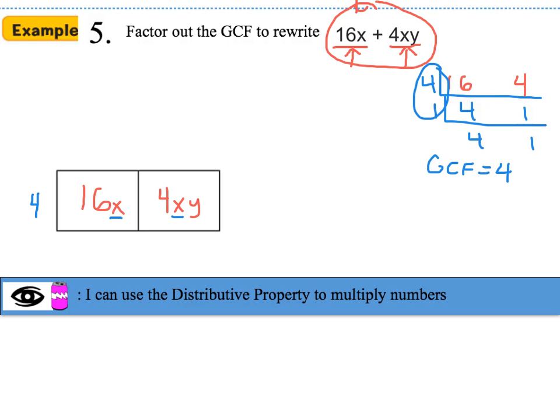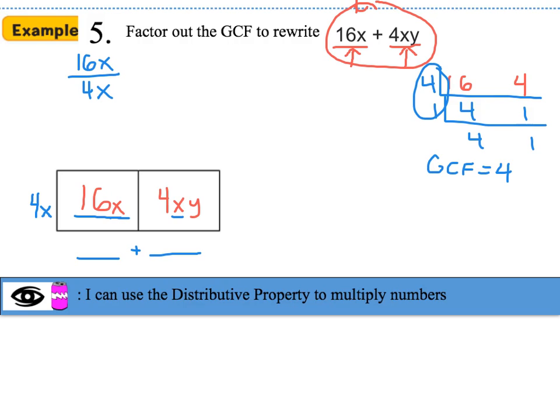So what we can do is we can take out an x because they both have that in common as well. So now our job is to figure out how long the first part of the box is and how long the second part of the box is. So to do that, let's take 16x and let's divide that by the greatest common factor, which is not just 4, but it's 4x.